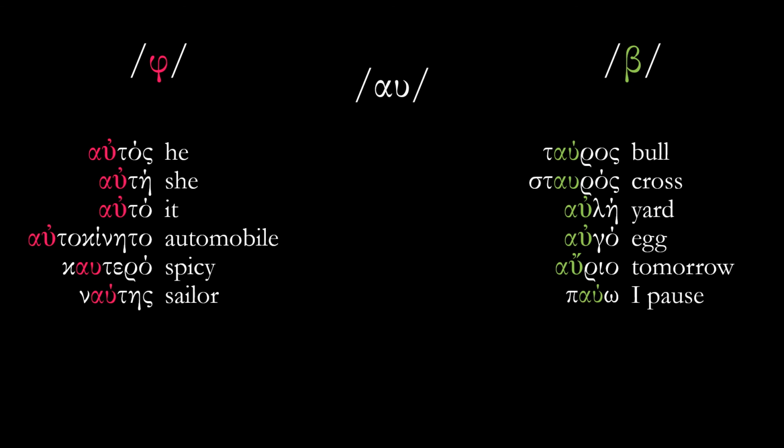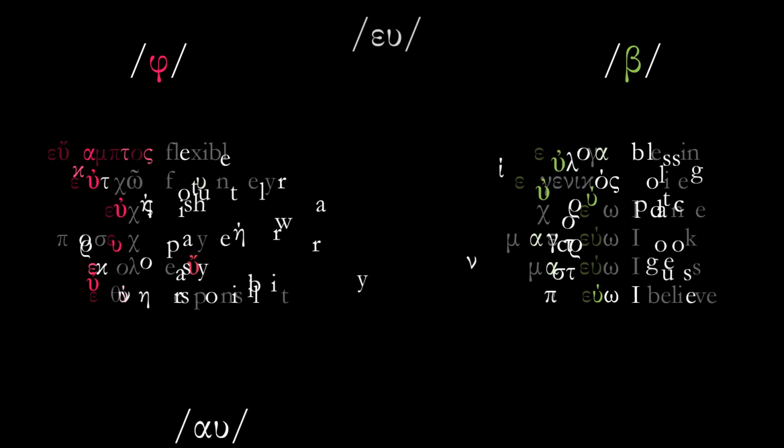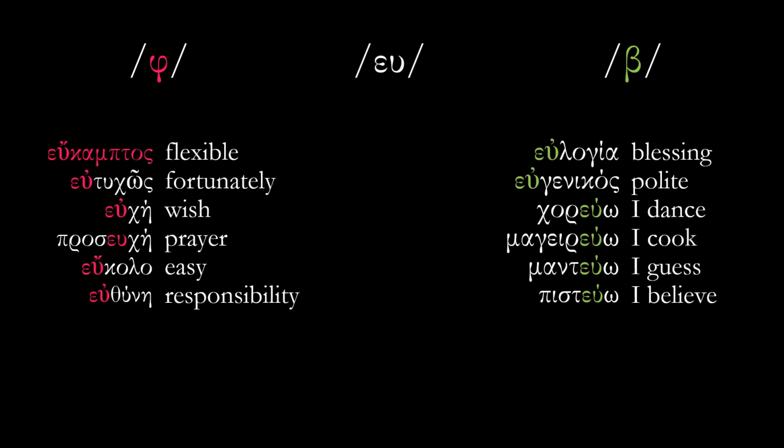Let's look at epsilon epsilon. The rule is the same here. Ευκαμπτός, flexible. Ευτυχώς, ευχή, προσευχή. Εύκολο, ευθύνη. So we've got that F sound on the left side. On the right side, we have our V again. Ευλογία, ευγενικός, χορεύω, μαγειρεύω, μαντεύω, πιστεύω.